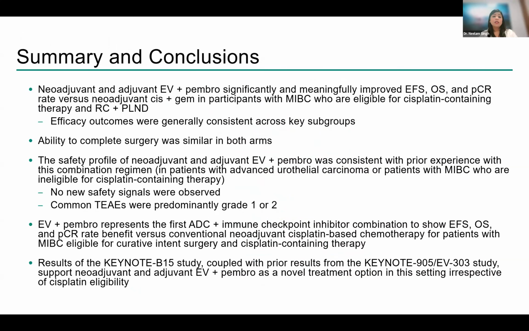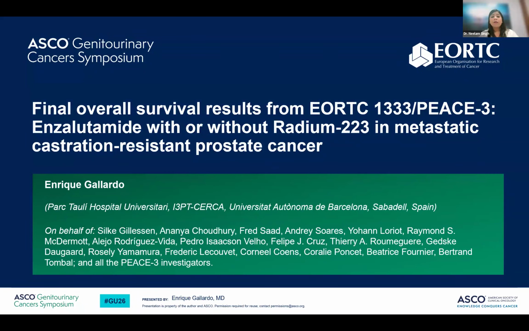So again, to conclude, the neoadjuvant and adjuvant EV does significantly and meaningfully improve the EFS, OS, and PCR rates. So going to the next abstract. Here I'll be discussing the PEACE-3, the EORTC 1333, its final overall survival results showing enzalutamide with or without radium-223 in metastatic CRPC.